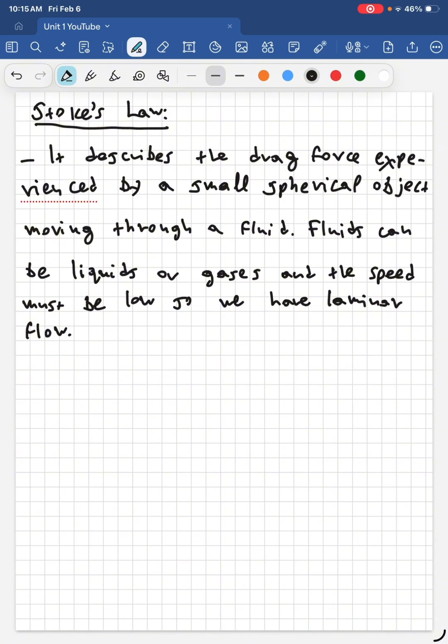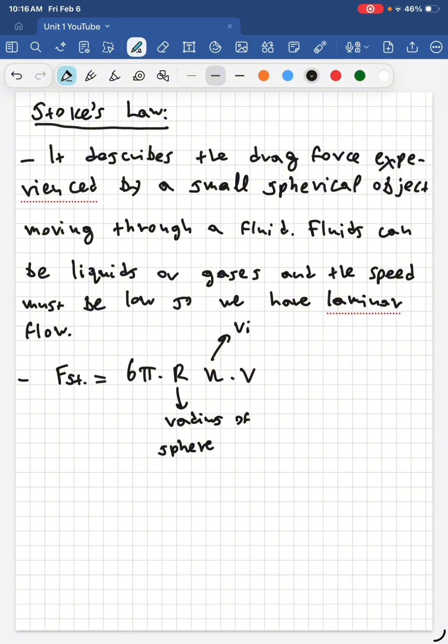Okay, now this force is given by, let's call it the force of Stokes, is given by 6 pi times the radius of the sphere times the viscosity times the velocity. Okay, so I'm going to write this down. Radius of sphere, viscosity, and this is the velocity of the object.